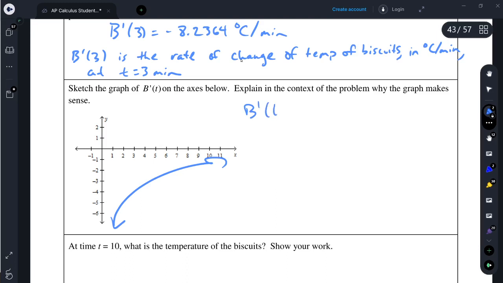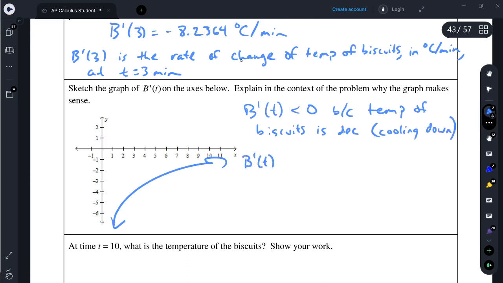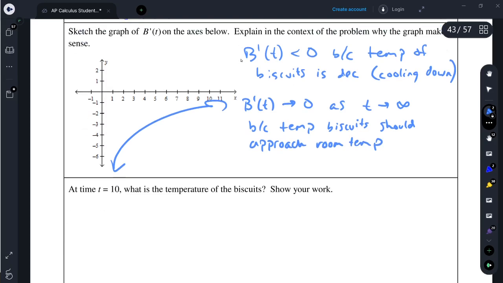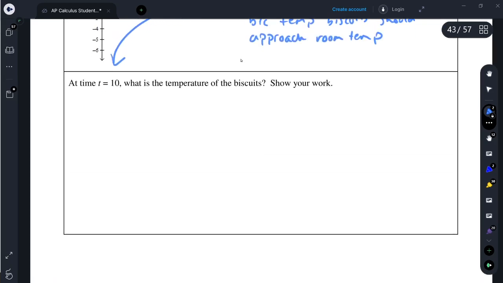B prime of t is always less than 0 because the temperature of the biscuits is decreasing, right? They're cooling down. And you can also maybe mention that b prime of t approaches 0 as time approaches infinity, right? Because the temperature of the biscuits should approach room temperature. Something like that.